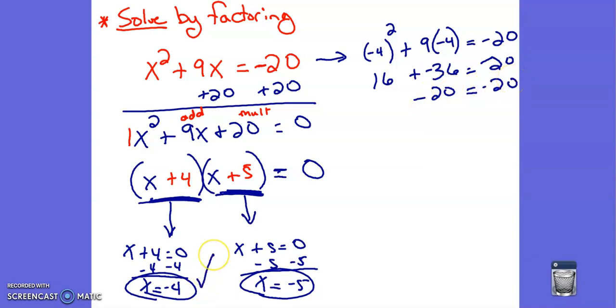So this works. And if I do the same thing with -5, so -5 squared. And again, I'm just checking. This is my check work.